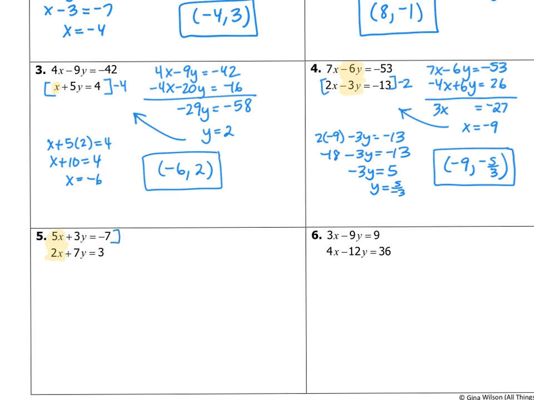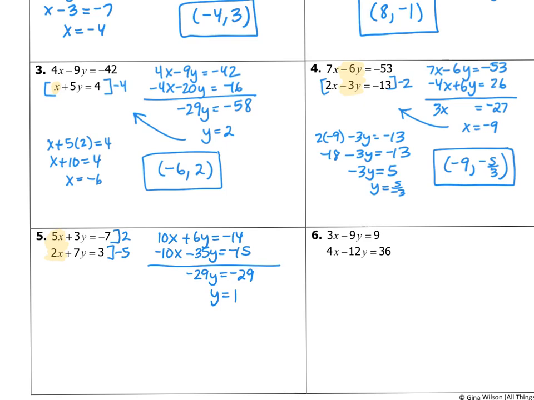So I'm going to multiply this first one by 2 and the second one by negative 5. So therefore, I'd have the same coefficient for the x's, just different signs. If I multiply the top one by 2 across the board, that gives me 10x plus 6y equal negative 14. And on the bottom one, multiplying by negative 5, that's negative 10x minus 35y equal negative 15. So if I add those together, that gives me negative 29y equal to negative 29, so y is obviously 1.